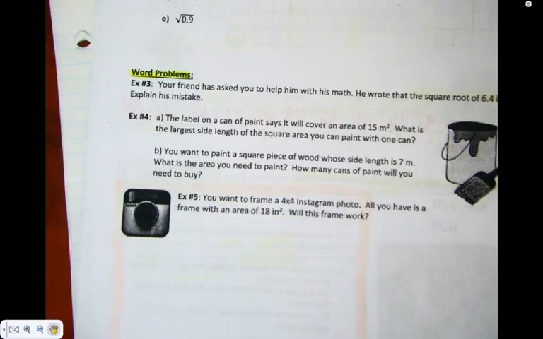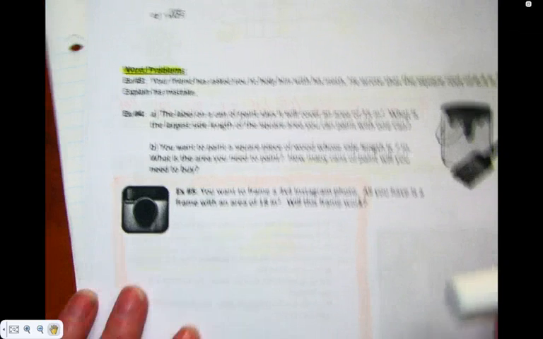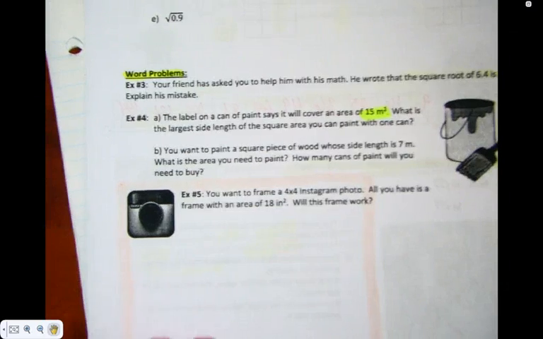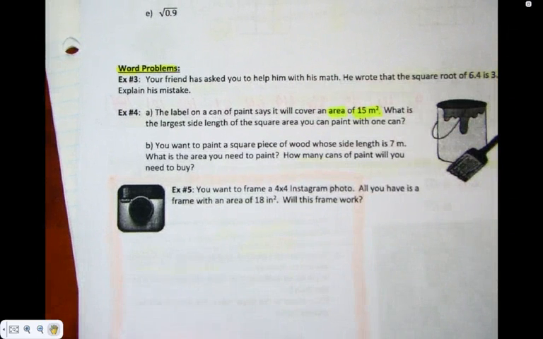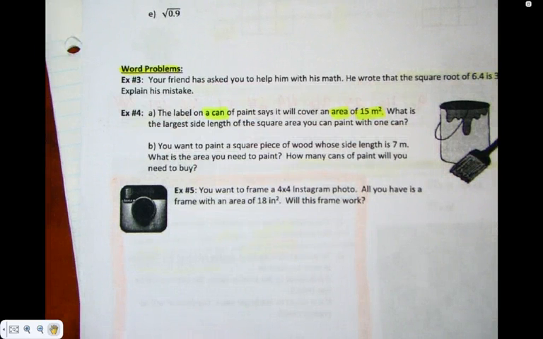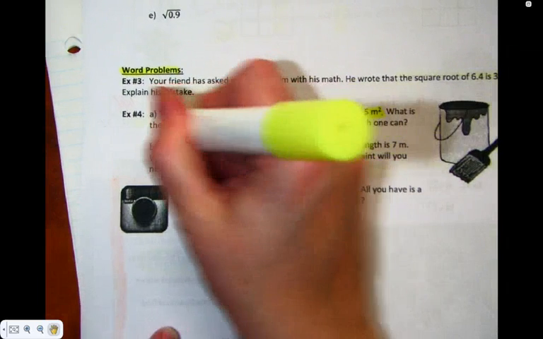Number 4, read to read. Some point in your life, you're going to have to paint a wall. Okay, let's highlight what's important. 15 meters squared. How much area? What will cover? Paint. How much paint? A can. And largest side length?